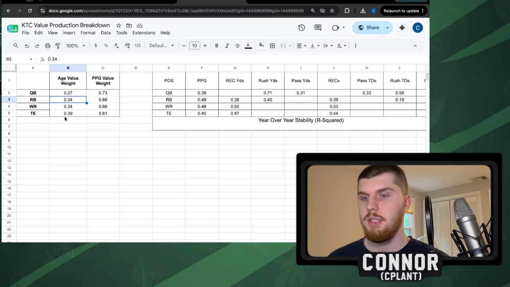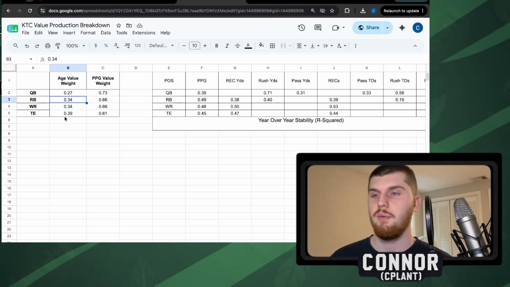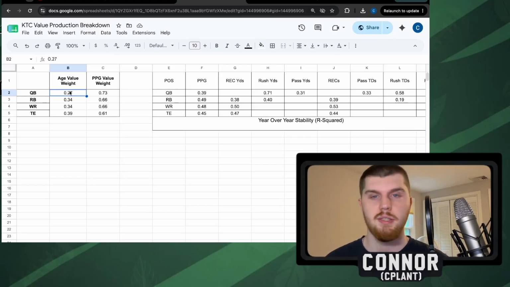But the overall idea is, okay, how can I use just age and their points per game last year, and estimate what their value in Dynasty should be by KTC? And when you do that, these models explain about 70 to 75% of the variance in KeepTradeCut value. And so they're not telling the whole story, right? Age and production alone are not completely explaining KTC value. They're getting most of the way there, though.